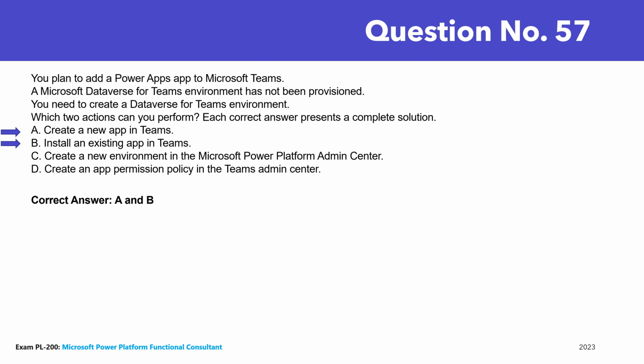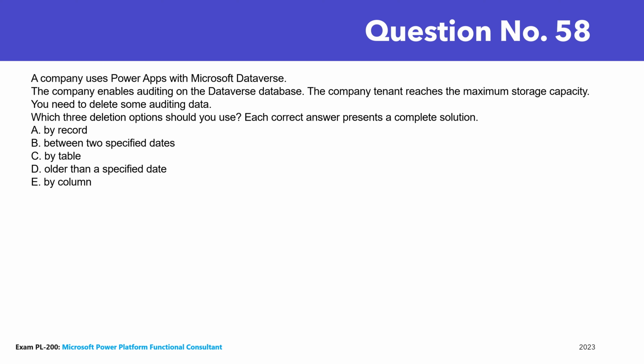A company uses Power Apps with Microsoft Dataverse. The company enables auditing on the Dataverse database. The company tenant reaches the maximum storage capacity. You need to delete some auditing data. Which three deletion options should you use? Each correct answer presents a complete solution.